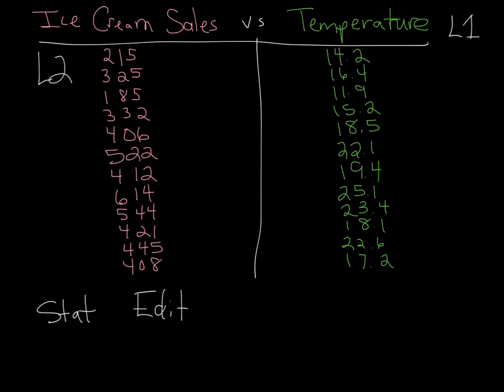Now, one thing we have to make sure that we do when we're doing this is we have to make sure we have the scatter plot turned on, or the stat plot. So after we've listed all this, we need to do second stat plot, and make sure that it says on for our plot, not off, okay?